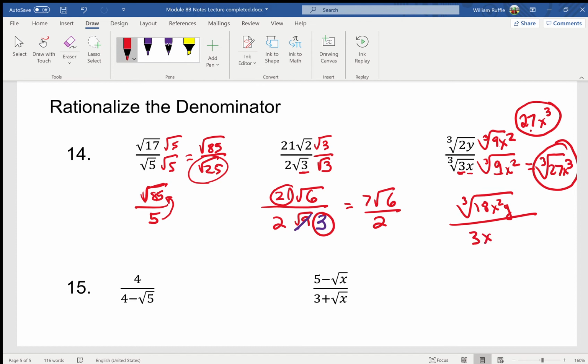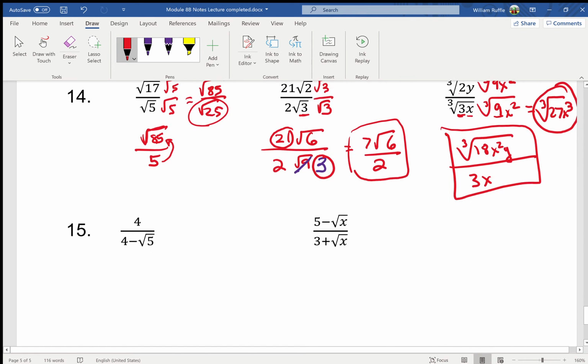And so now again, no cube roots or square roots on the bottom of the fraction. So this is the answer for this. And I didn't box that one up either. All right, this last 2 questions.